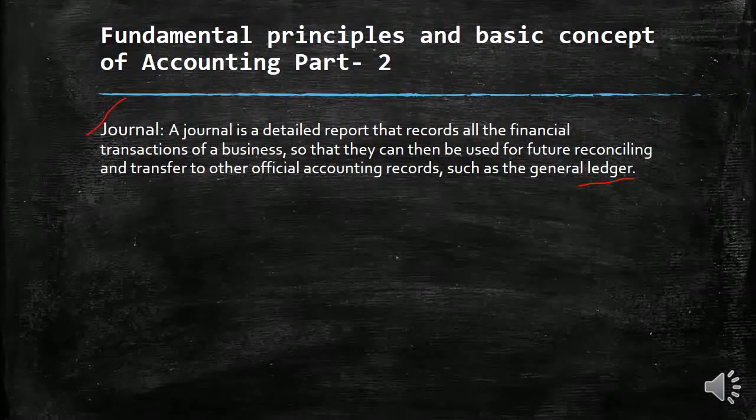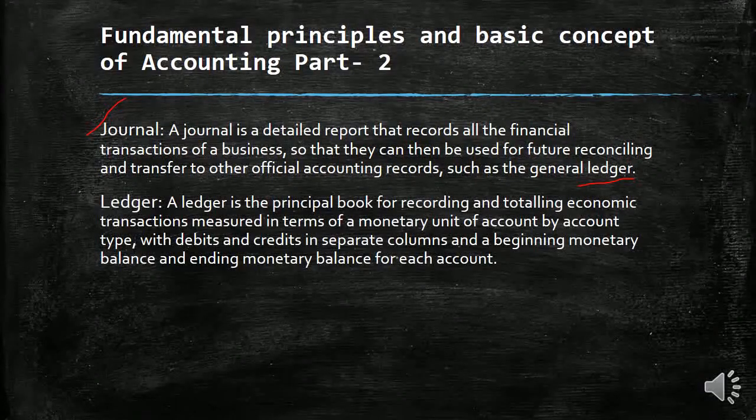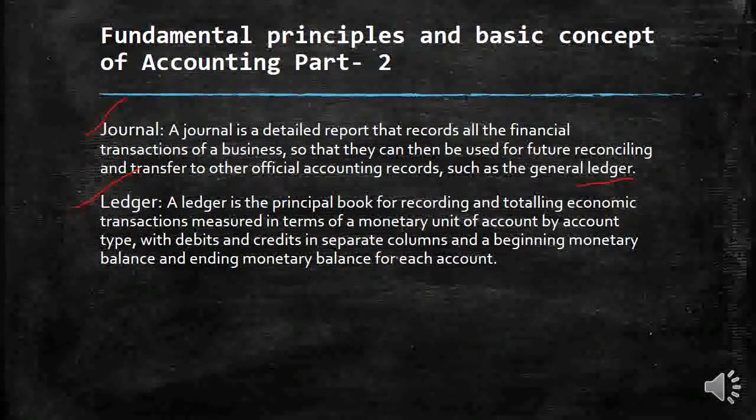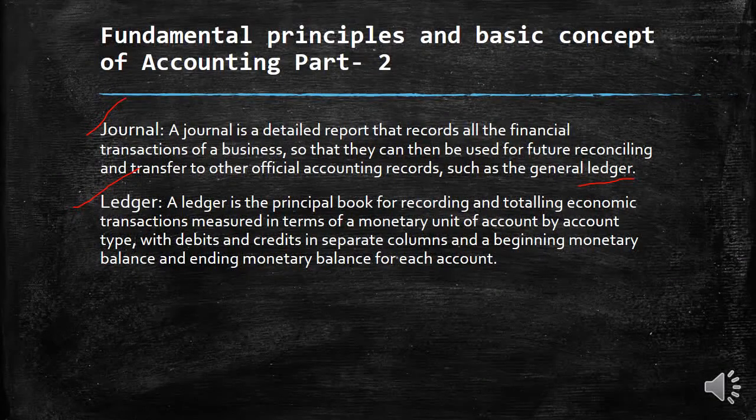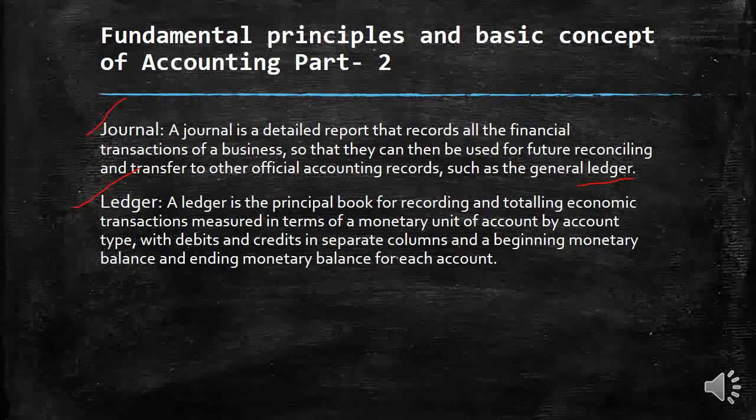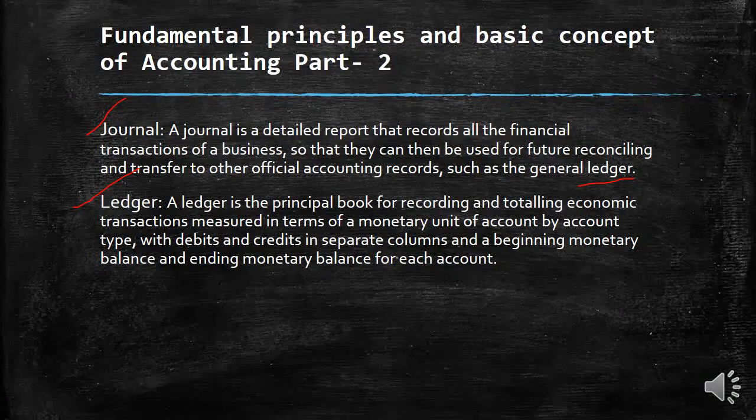So let's go to ledger now. A ledger is the principal book for recording and totaling economic transactions measured in terms of monetary unit of account by account type with debits and credits in separate columns and a beginning monetary balance and ending monetary balance for each account. Don't go to the technicality of the definition. We'll see the example, then it will be very clear to you.